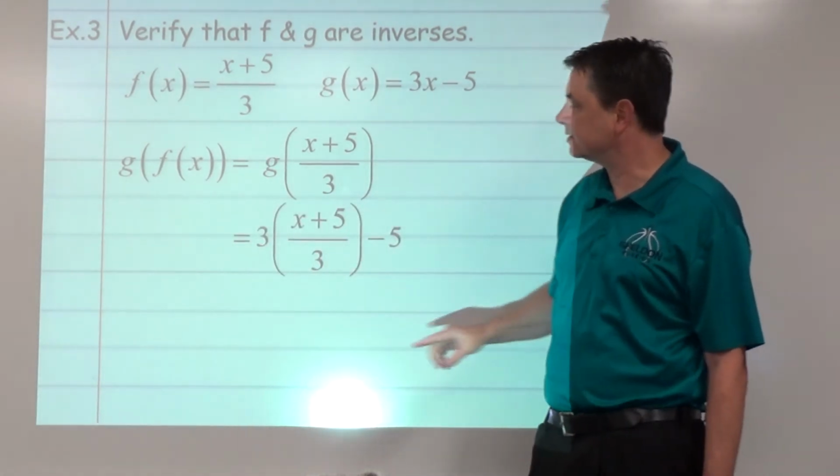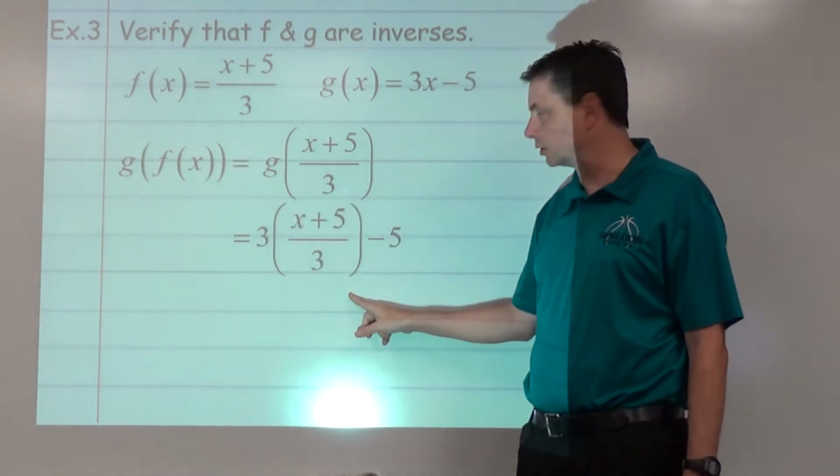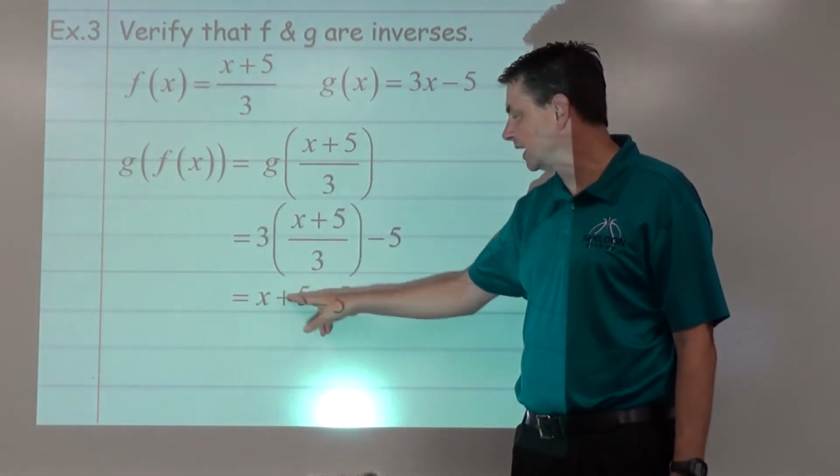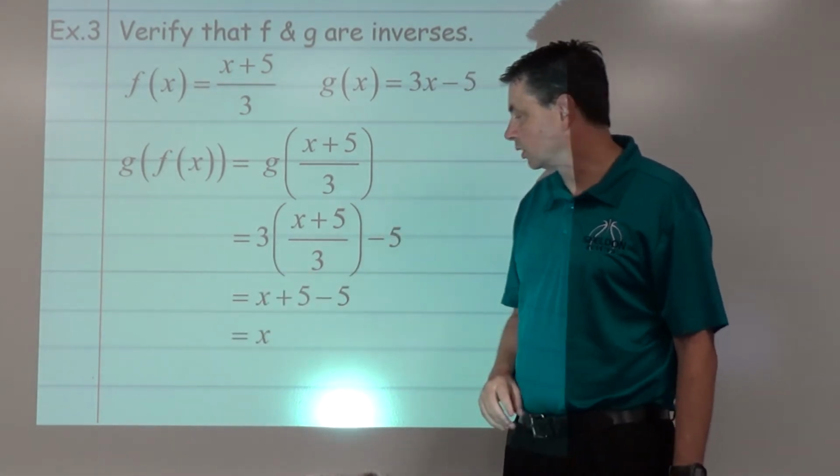And in this case, 3 divided by 3, that cancels first. We're left with x plus 5 minus 5. Those cancel, and we're equal to x.